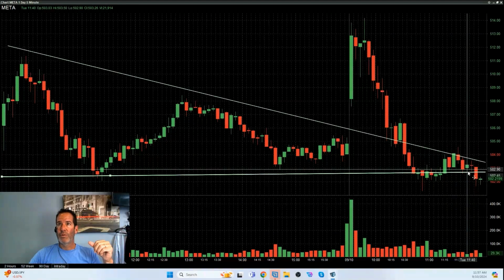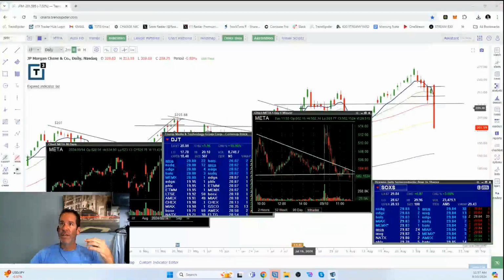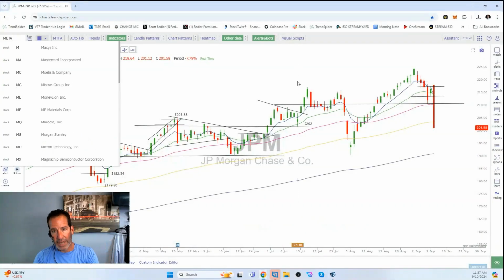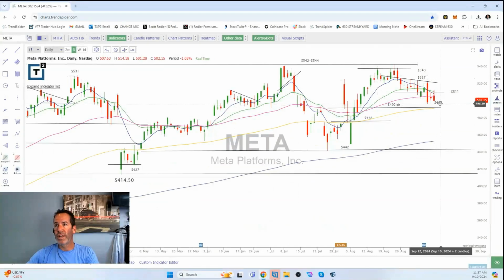The way it zips up and then doesn't follow through, to me, looks like at some point this Meta is going to be breaking this 498. If it does, chances are it's going to play some downside catch up. Another little red dog reversal right there. This is 498 if you're looking for a short. It's not the easiest short, but I'm just saying it feels like that's going to happen.